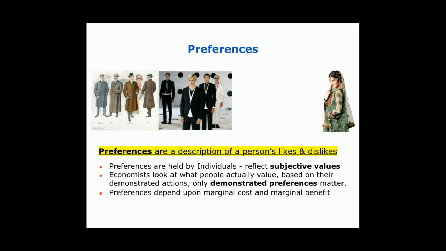Now, it's important to note also that economists are concerned really with demonstrated preferences, the choices that you actually make or that you're actually going to make. To use a voting analogy, we're interested in not who you say you're going to vote for, but who you actually vote for. So your demonstrated preferences are the ones that matter in economics, the choices that you are either acting on or plan to act on. And so preferences depend on these marginal costs and marginal benefits.